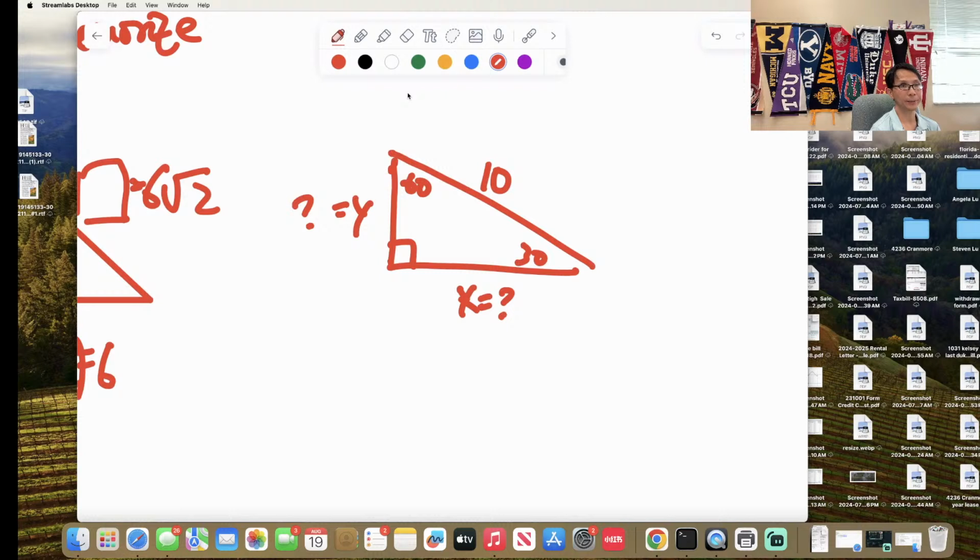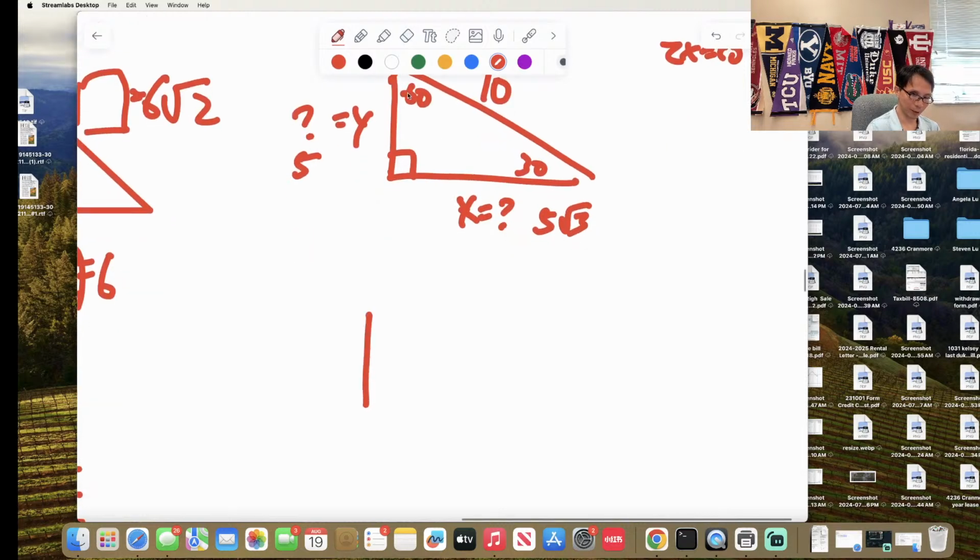Liam, what do you think? Y is 5 and x is 5 root 3. Yes. This is 5. This is 5 root 3. Because 2x is equal to 10. And the one that facing 30 degree is 5. And the one that facing the x is equal to 5 root 3. Any questions?